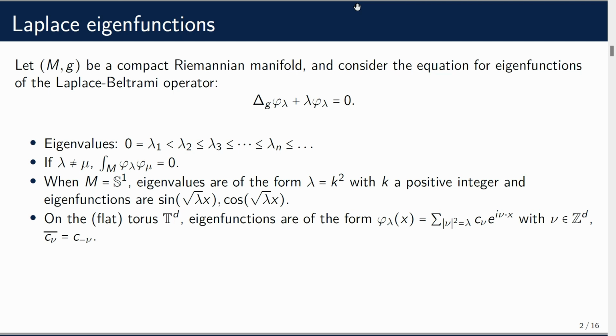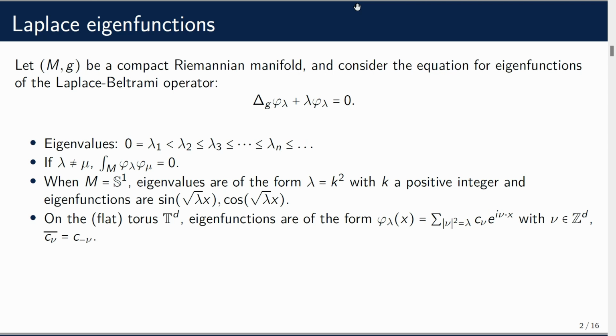Going to higher dimension in one direction, on the flat torus of dimension d, eigenfunctions are also trigonometric polynomials. So the eigenvalues are those numbers that can be written as a sum of squares. There's a ton of those. Maybe in 2D there's not that many, but in higher dimension there's certainly a ton of those. And then eigenfunctions are linear combinations of complex exponentials with coefficients with this conjugate relation, because we want real valued eigenfunctions.